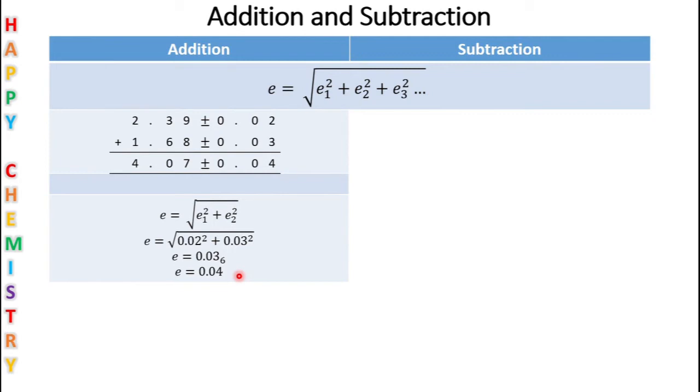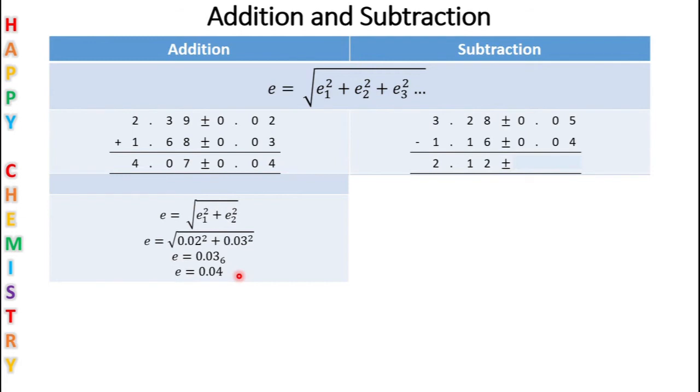Now we will look at an example for subtraction. 1.16 with absolute uncertainty 0.04 is subtracted from 3.28 with absolute uncertainty 0.05. The arithmetic answer is 2.12. In the arithmetic part, both numbers have up to 2 decimal places, and the answer is also kept with 2 decimal places. Now we will calculate the resultant uncertainty.